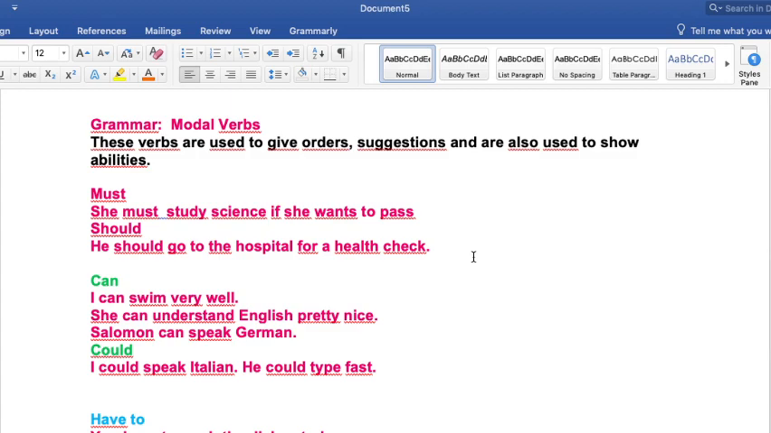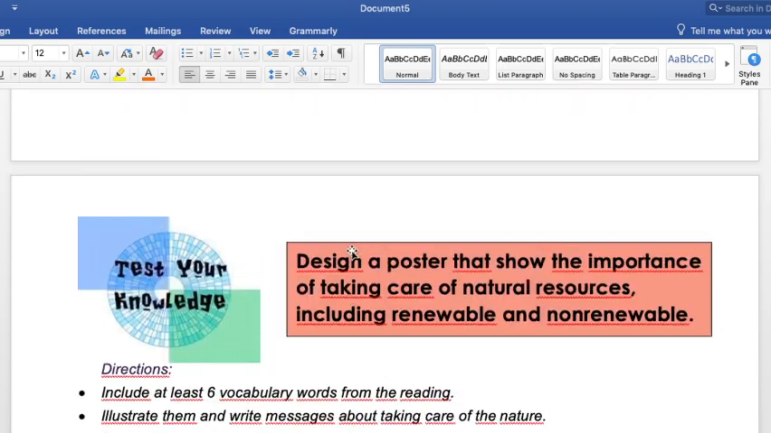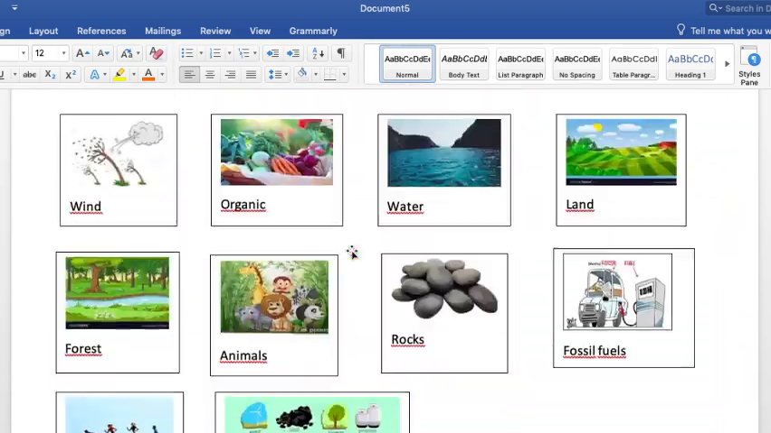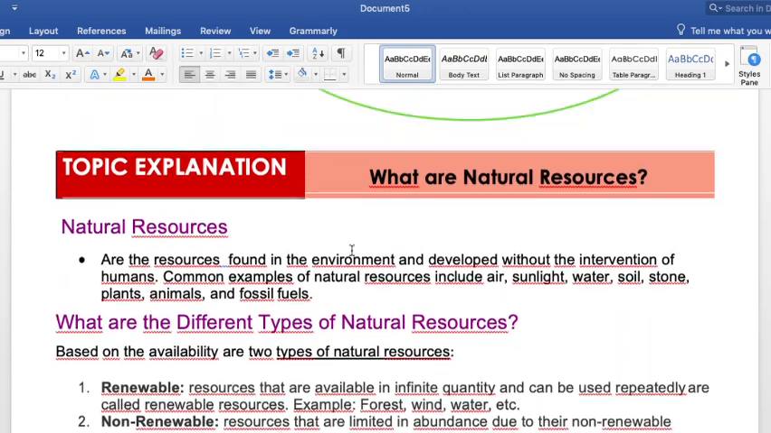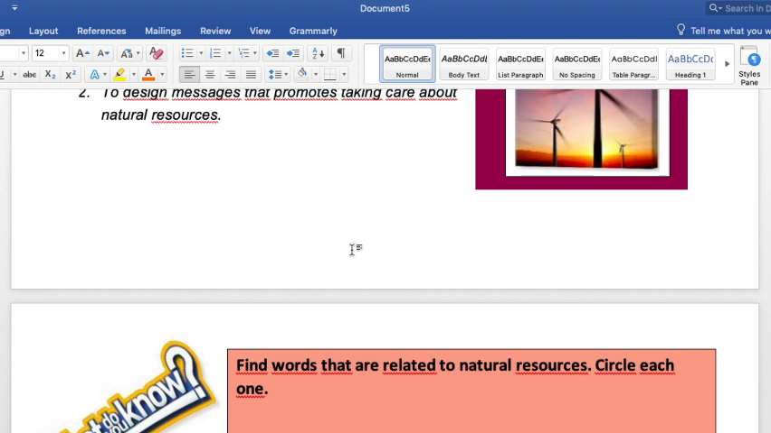The next module is about resources. That's the topic that we're going to be covering, natural resources. I'll be explaining in the next period about these activities. I'm gonna divide this module in 2 videos so that the videos are not that long.